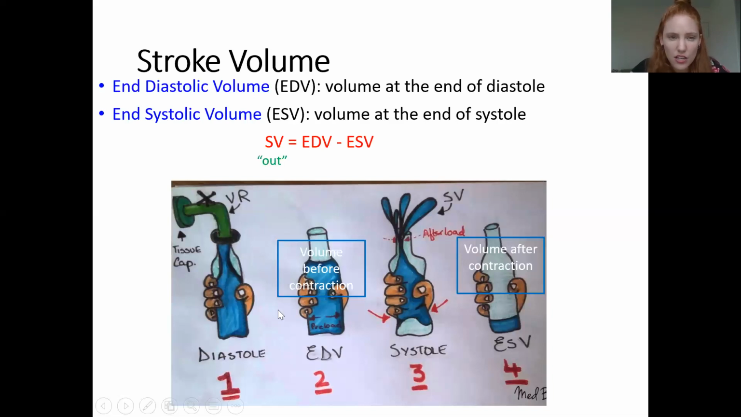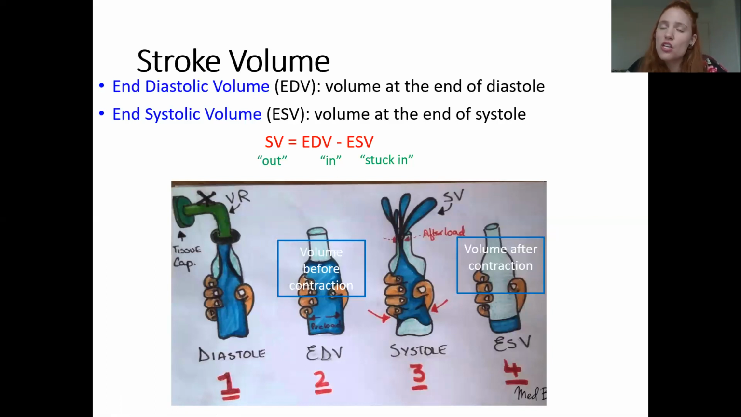Okay, so if you look at it here, stroke volume is the amount of blood that comes out, and it is equal to the amount of blood that went in the first place minus the amount of blood that was stuck in. Okay, so we have diastole, where it's filling up. The amount that goes in is the end diastolic volume. Then you'll have the contraction, which would create the stroke volume. So the amount of blood that came out is the stroke volume. And the amount of blood that's left over would be the end systolic volume. Think of it like the residual blood that can't come out, that's stuck inside.